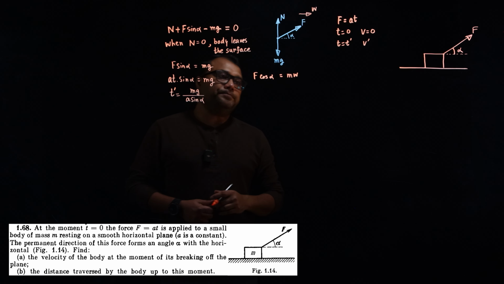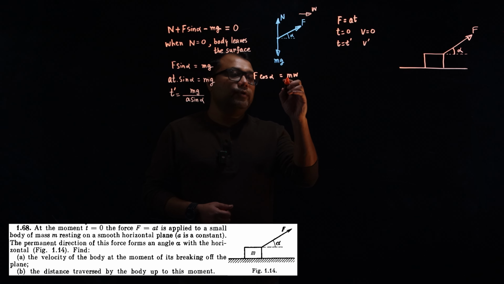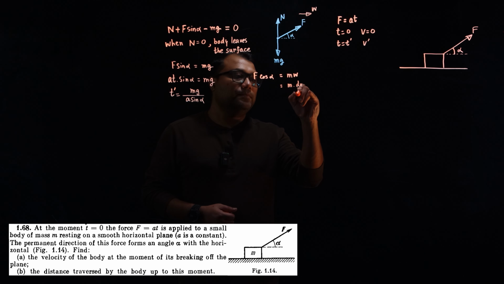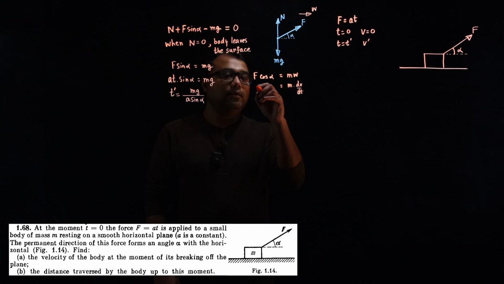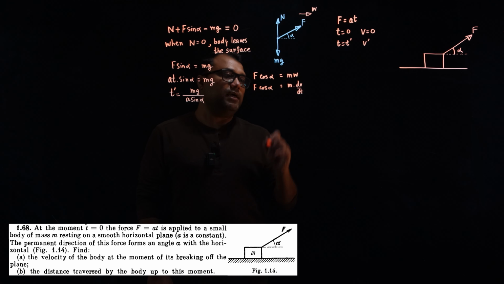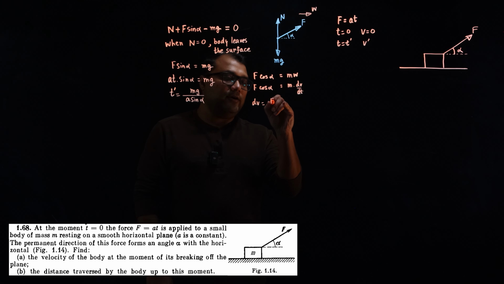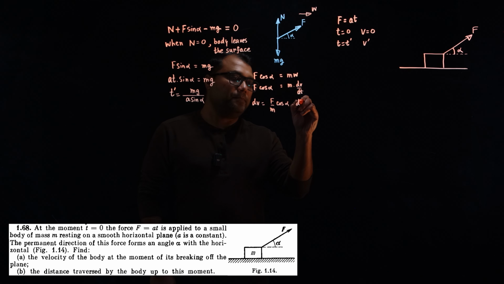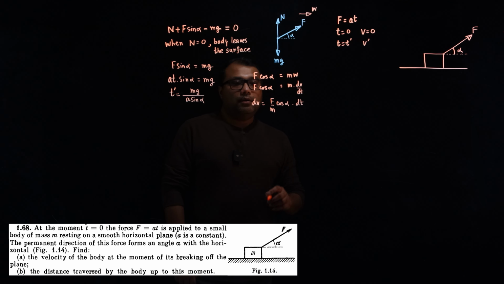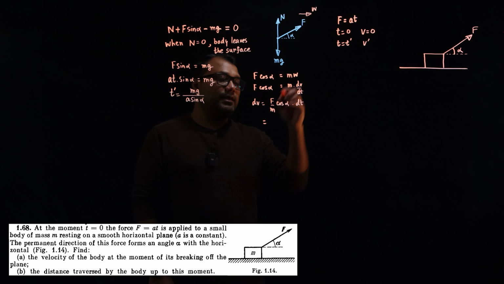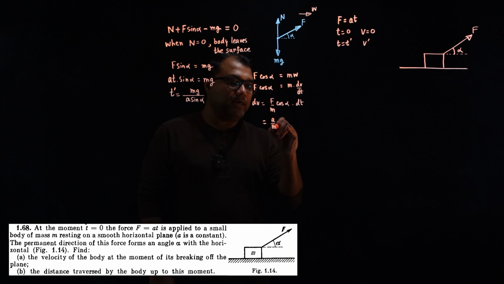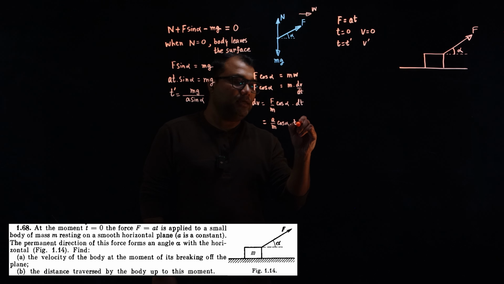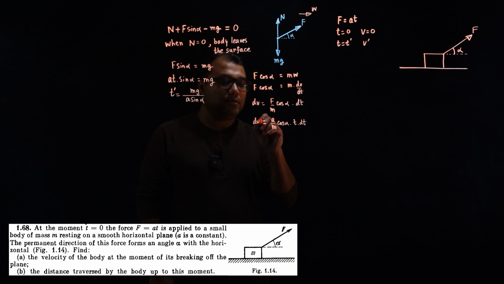Now w we can write as m dv by dt. So F cos alpha is m dv by dt. Now we can write dv is equal to F by m cos alpha times dt. Now we can replace F as At, so this becomes A by m cos alpha times t dt.